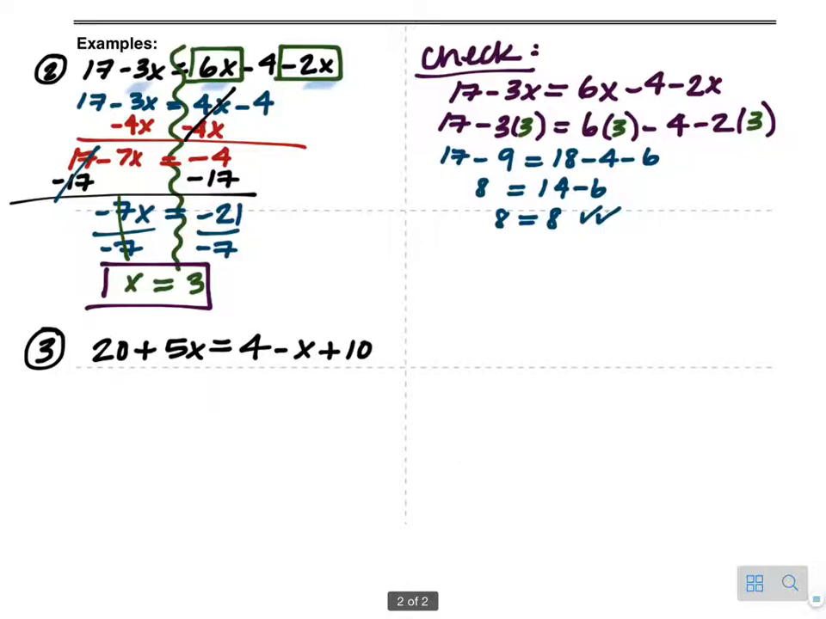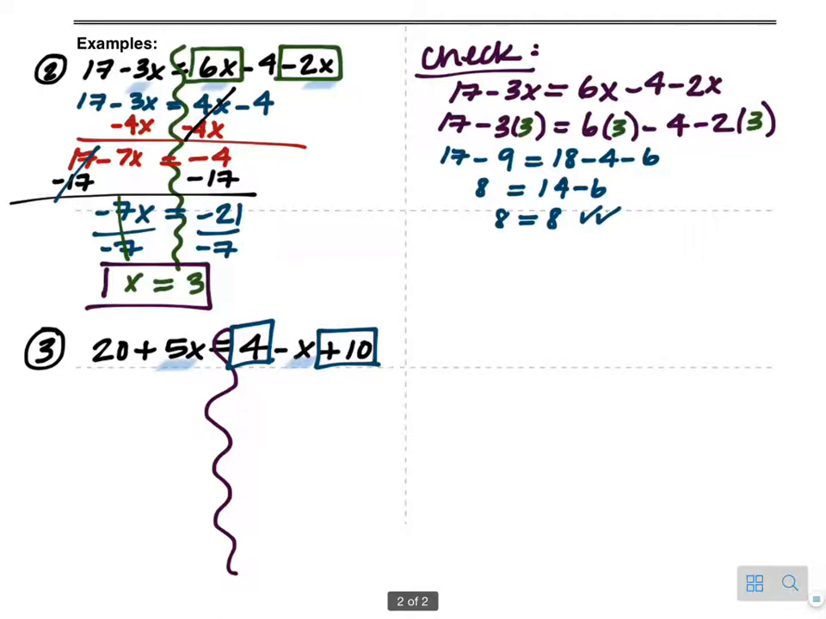Oh, excuse me, pardon me. Plus 10. So let's re-say this. This problem says 20 plus 5x is equal to 4 minus x plus 10. Awesome. So we do have a couple of things that we can combine on both sides. I'm going to draw a little river so I know where I'm headed. And I can take the 4 and the positive 10 and put those together and get 14.